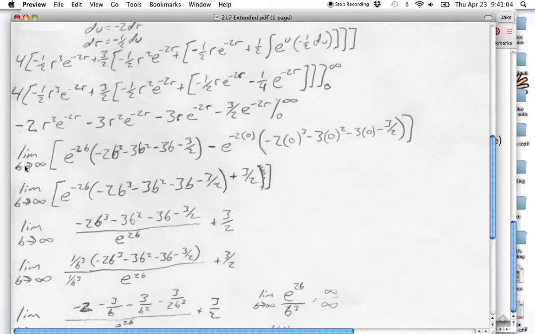And so the limit as b goes to infinity, and now I'm evaluating: I put b in for the infinity, and then zeros in here, so I got b's everywhere. As you can see, I have an e to the negative 2r in all of my terms, so I brought that out. So e to the negative 2b, all these pieces, then minus, now I'm dealing with all the same thing except putting in zeros, so I put in zeros everywhere.